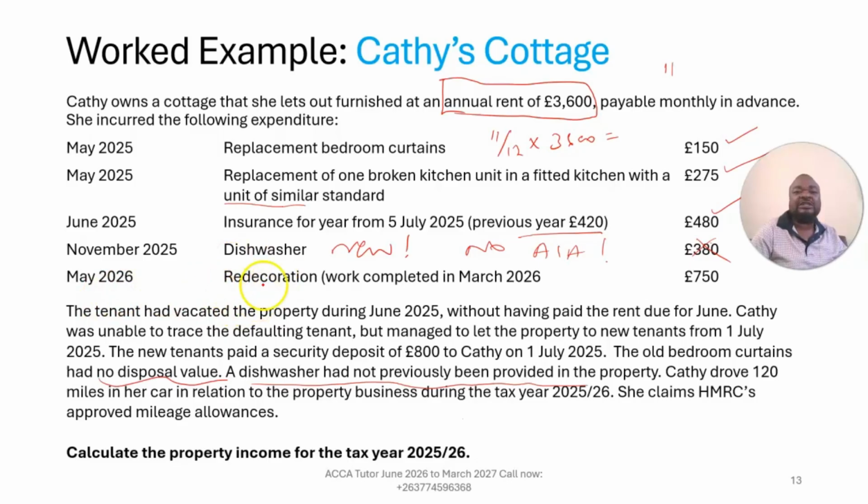May 2026, there was redecoration work which was done, but the work was completed in March 2026. But the redecoration itself, the payment was made in May. So if the payment was made in May, it's May 2026. That was outside our tax year. So even if the work was completed within the tax year, but the payment was done outside the tax year, that means that the 750 is going to be taxed in the 2026/2027 tax year, not now. So for the purpose of our computation, we are going to ignore it.